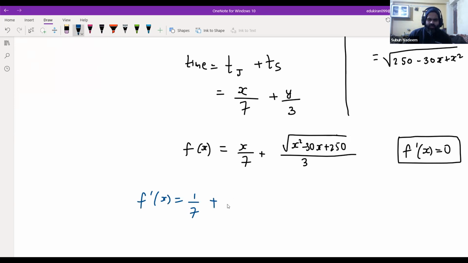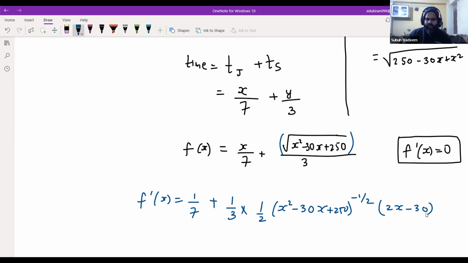1 by 7 is a constant. Here 1 by 3 is constant. And when you differentiate this part, because it is to the power 1 by 2, so 1 by 2 into (x square minus 30x plus 250) to the power 1 by 2 minus 1, that is minus 1 by 2. Then differentiate the term which is inside the square root. So that will be 2x minus 30.